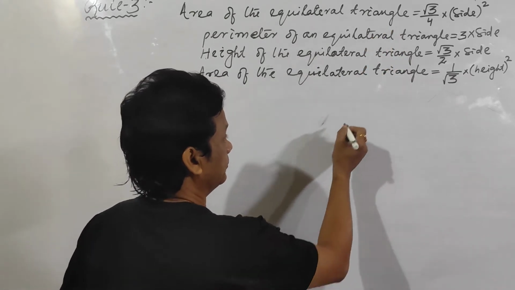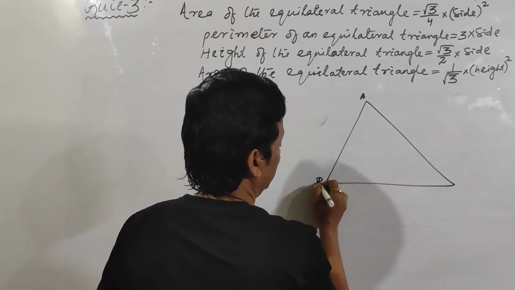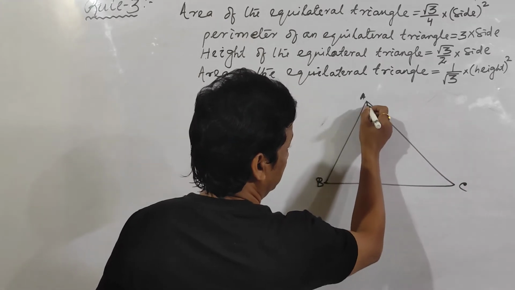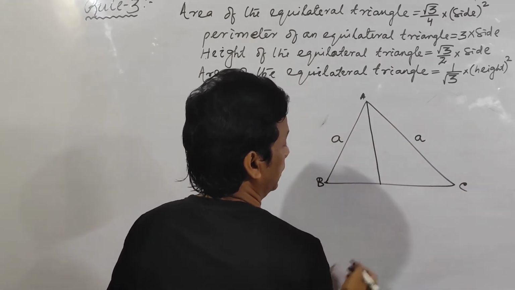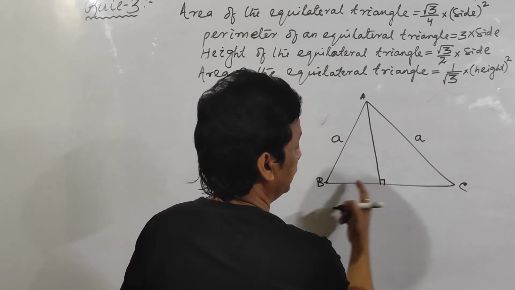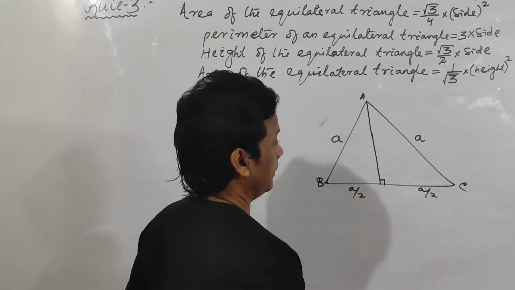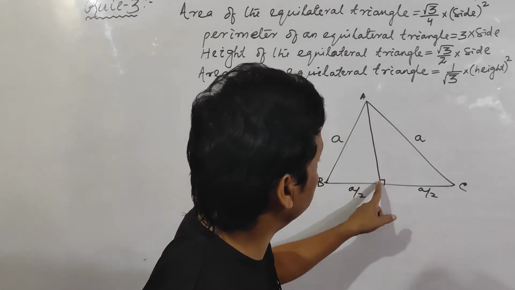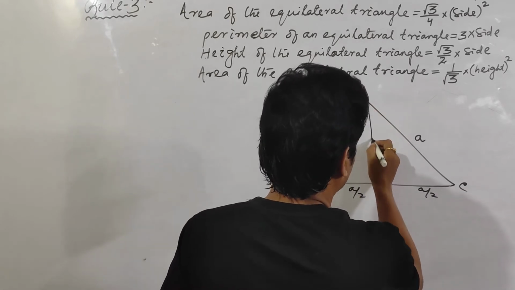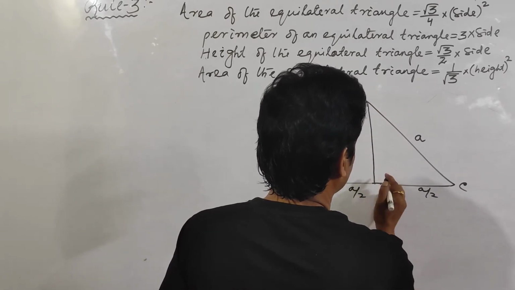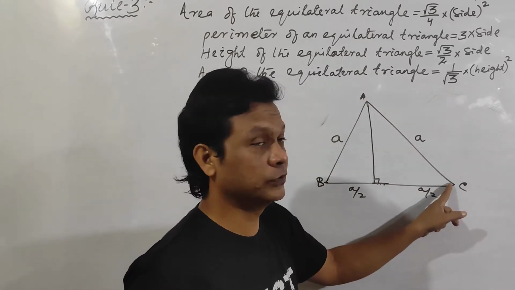Okay. So see here, this is an equilateral triangle ABC, and draw a perpendicular. Let each side of the equilateral triangle be small a. This will divide the base, so this will become a by 2 and this will become a by 2. So how to find out the height of the equilateral triangle? Apply the Pythagoras theorem.